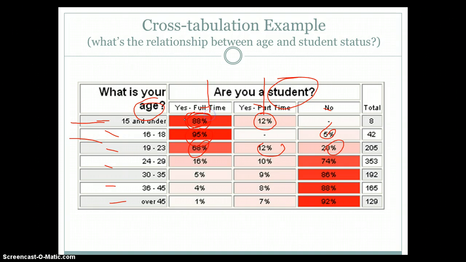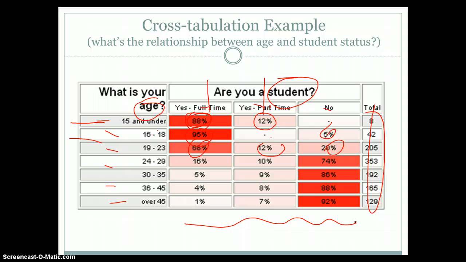So 88% of 15 and under students are full-time. 95% of 16 to 18-year-olds are full-time. None of the 16 to 18-year-olds are part-time, and 5% of the 16 to 18-year-olds are not a student. And then we can total up the numbers under each of these categories. We could also do it down here if we wanted to, but we haven't.